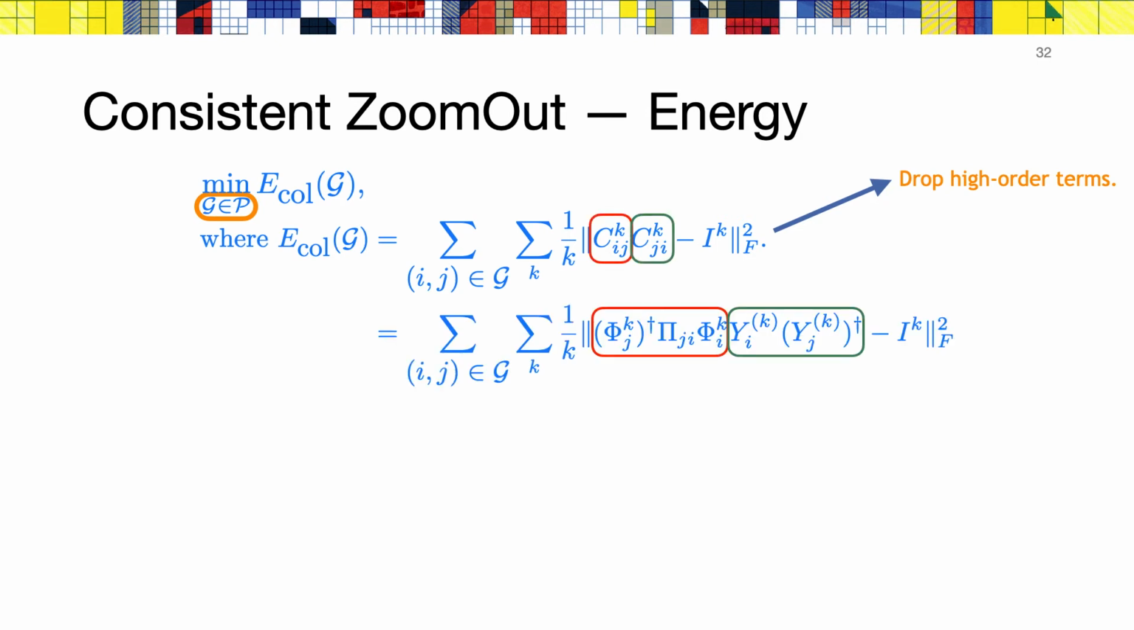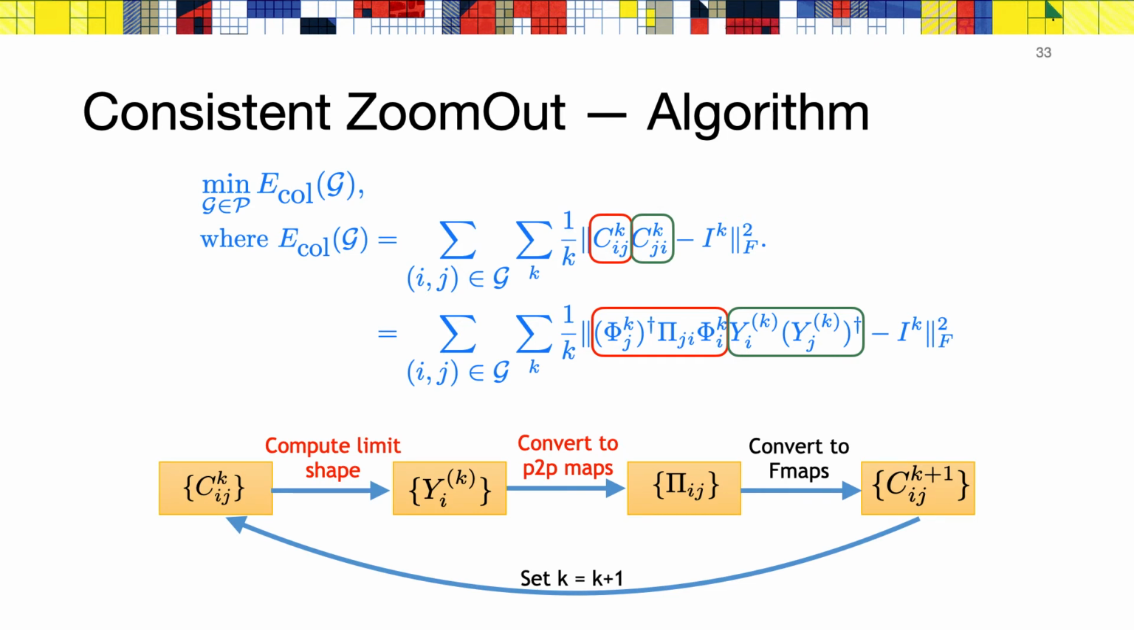So here the red box suggests the functional maps arise from some pointwise map pi, while the green box suggests they are related by this limit shape. In this way, the pointwise map and the Ys are coupled. We then apply a half-splitting technique and propose an iterative algorithm which is similar to ZoomOut refinement. In general, we start with a set of functional maps of dimension k, compute the limit shape Ys, and then convert to pointwise maps using these Ys, and finally convert to functional maps of a larger dimension. The procedure continues until k reaches some threshold.